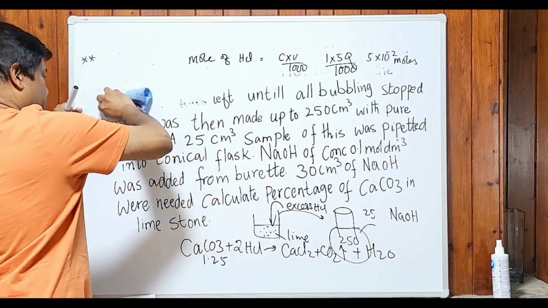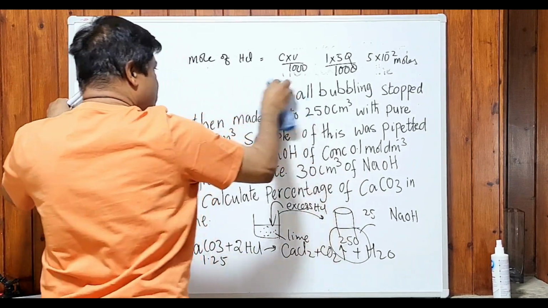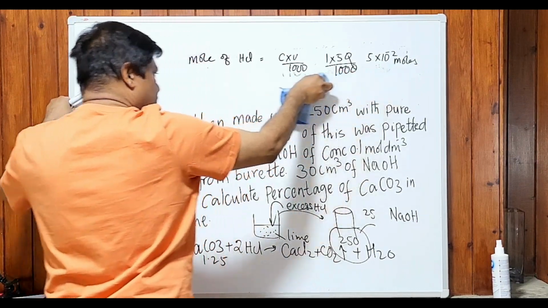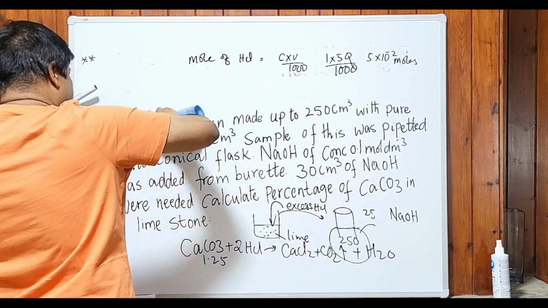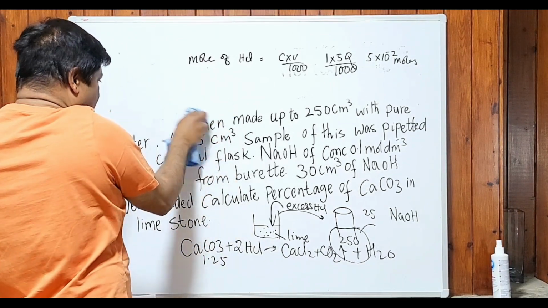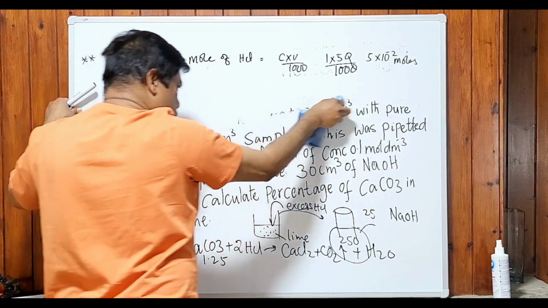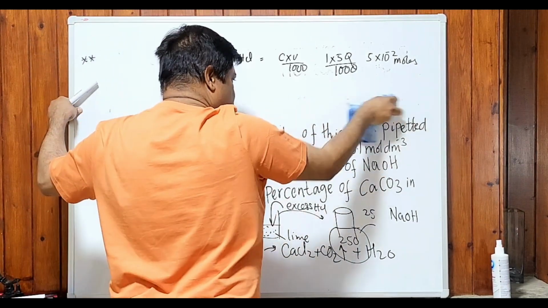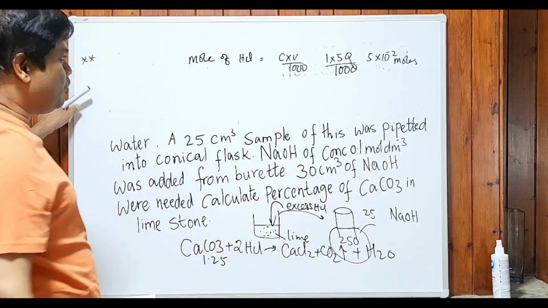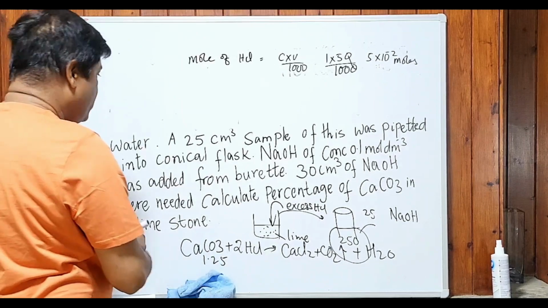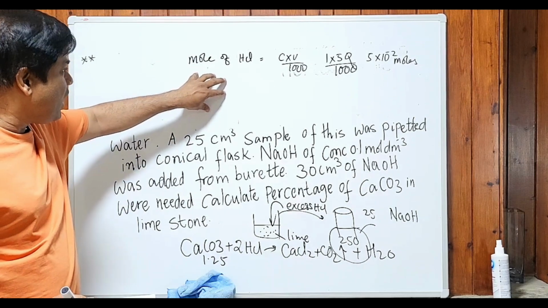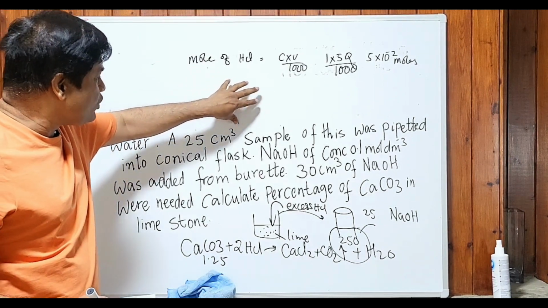Now, some of the HCl reacted with the calcium carbonate, and all the impurities present in the limestone dissolve in the solution, because in that question it is reacted with HCl. So all the impurities dissolve. Now we have to write one more equation to figure out the amount of HCl left out in the solution.